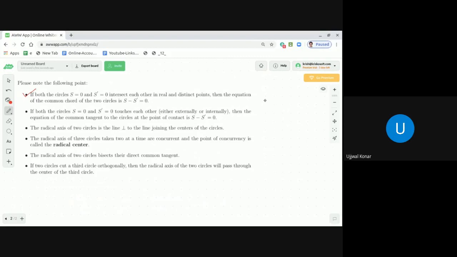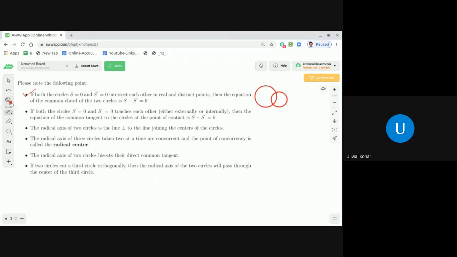So suppose there are two circles. This is one circle. Let me draw the circle properly. And another circle is like this. Okay. Now these two circles intersect each other in real and distinct points. So these are the two distinct points. This is one distinct point. This is another distinct point.